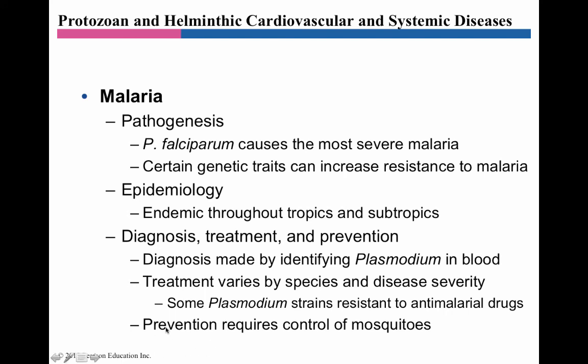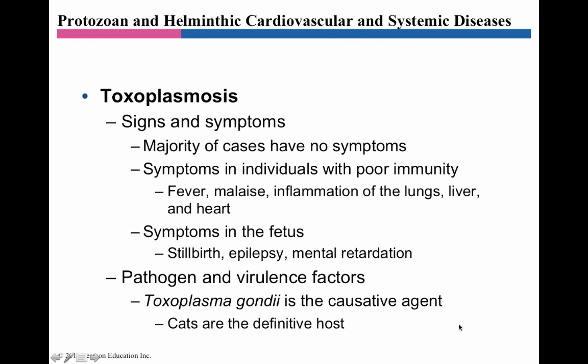Prevention of malaria, again, there is no vaccine. We're going to try to control mosquitoes. Toxoplasmosis was another one. Remember, this was Toxoplasma gondii. This is also a protist. The definitive factor here that helped me remember it anyway was that it came from cats.